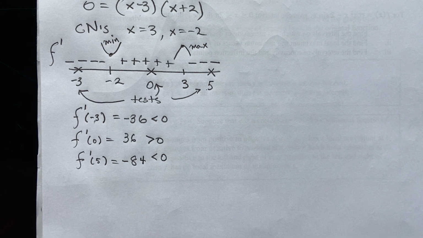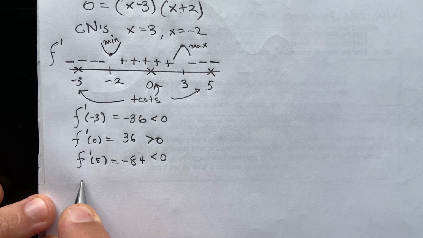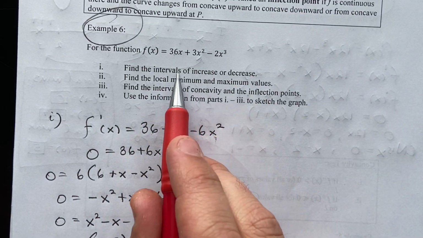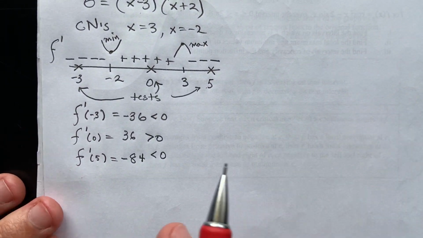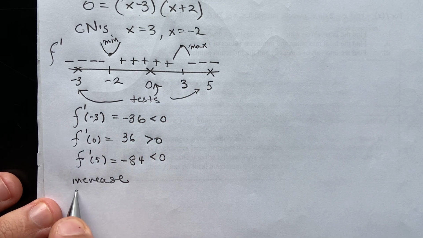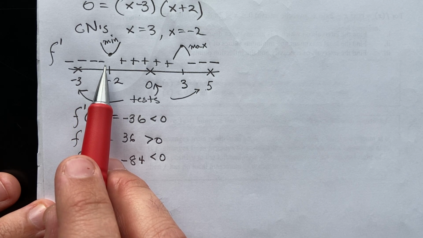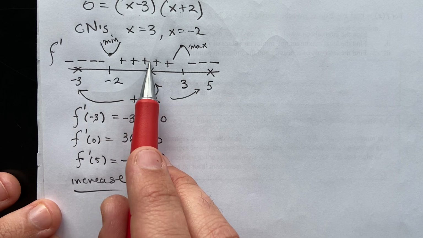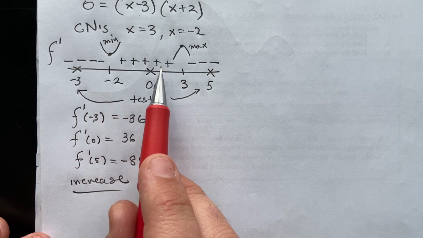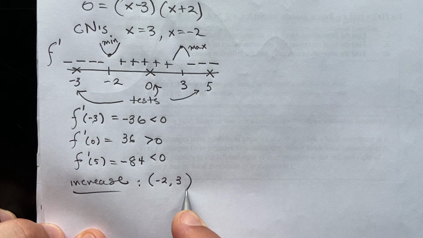Okay, so to state this, we're finding the intervals of increase. Keep that in mind. So I would have that we'd have an increase from negative infinity all the way up to -2. Sorry, I'm reading the wrong one. So increase, I'm looking at positive. So I'll have increase from -2 up to 3.